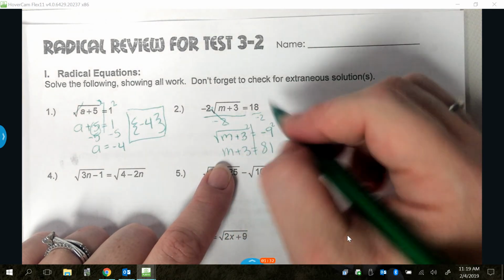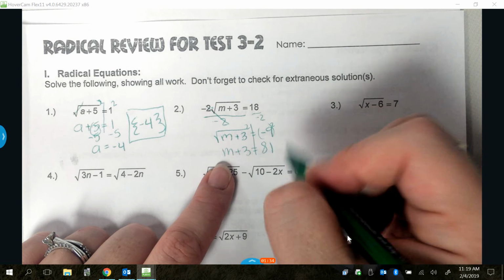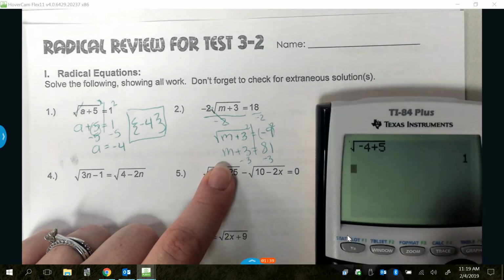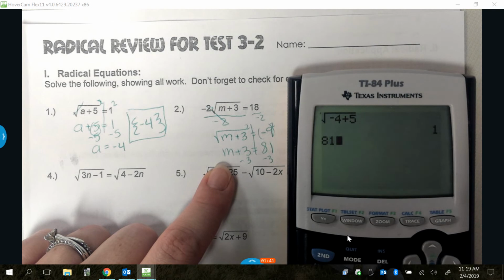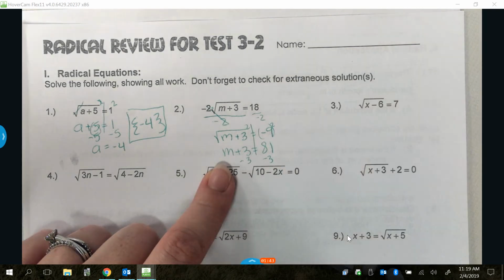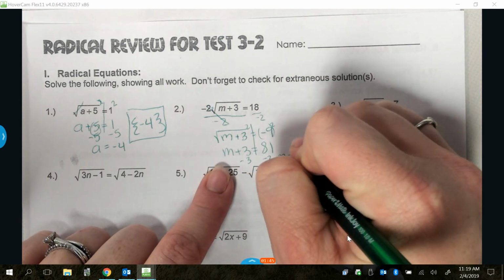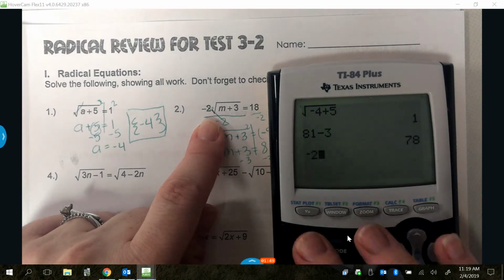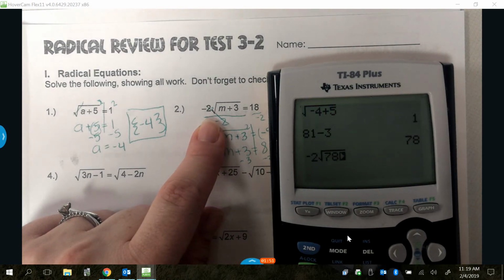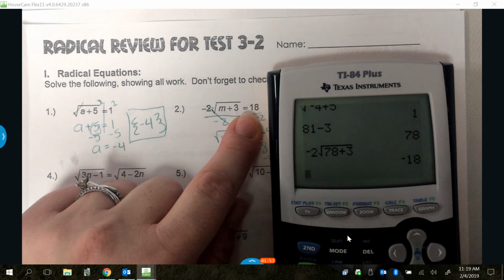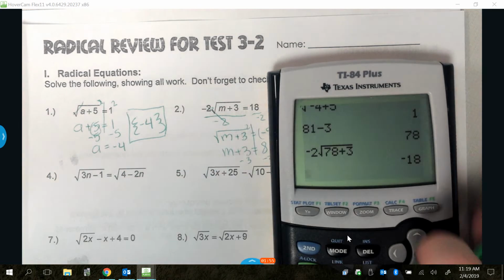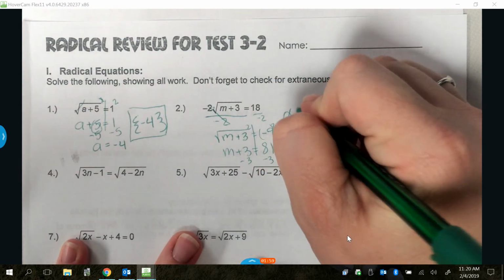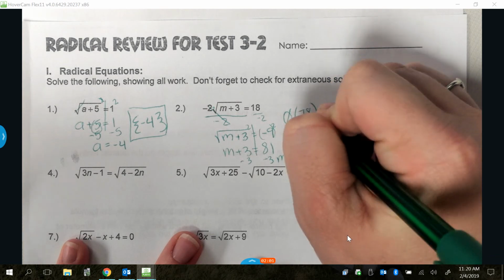A negative squared, because you'll put it in parentheses, is always a positive. Subtract 3, subtract 3. So 81 minus 3 is 78. So m equals 78. And we plug it in. It should be extraneous. -2 square root 78 plus 3 should equal positive 18, but it equals -18. That's not the same. Therefore, this has no solution, and it has an extraneous solution at 78.